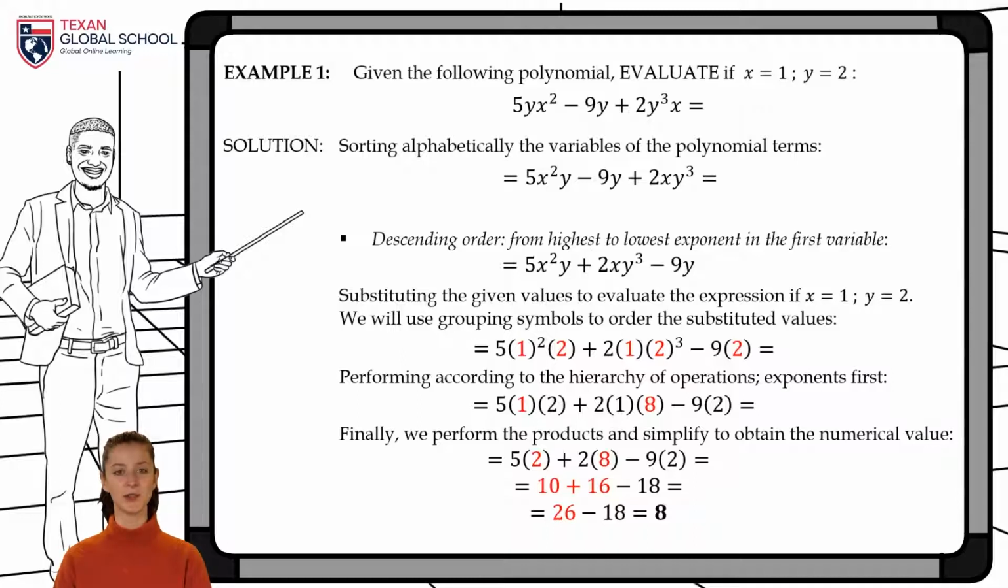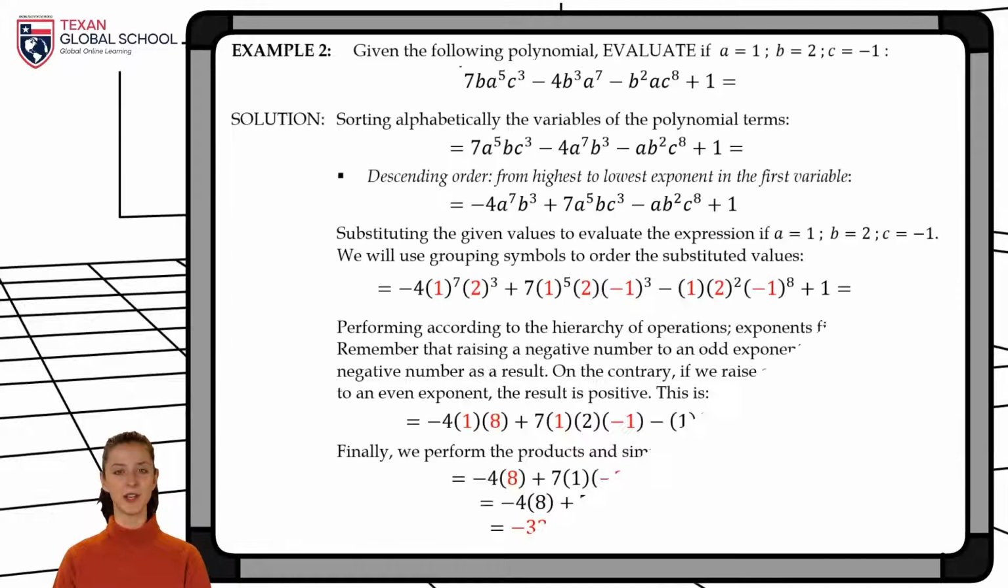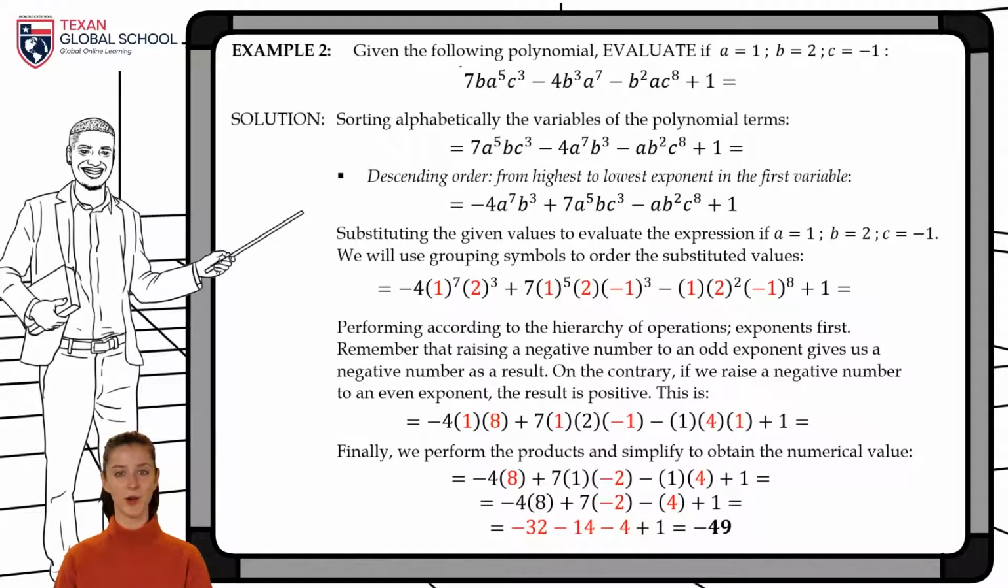Once the exponents are performed, we go to the products and simplify to obtain the numerical value, where 5 times 1 times 2 gives us 10. 2 times 1 times 8 is 16 and 9 times 2 is 18. We must be cautious with the signs of each term. With this, by the hierarchy of operations, we end with additions and subtractions, obtaining 8 as a result of the evaluation.